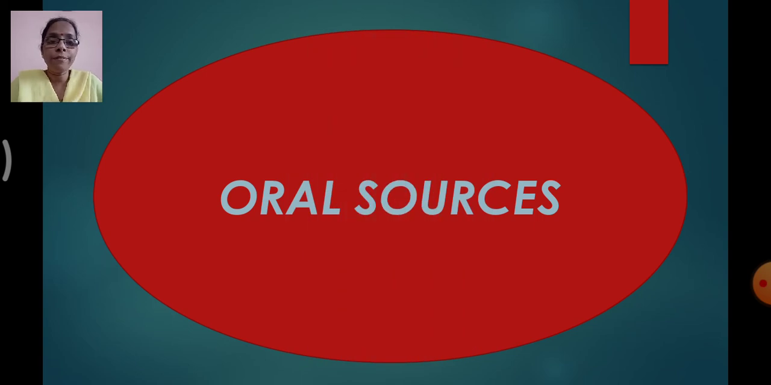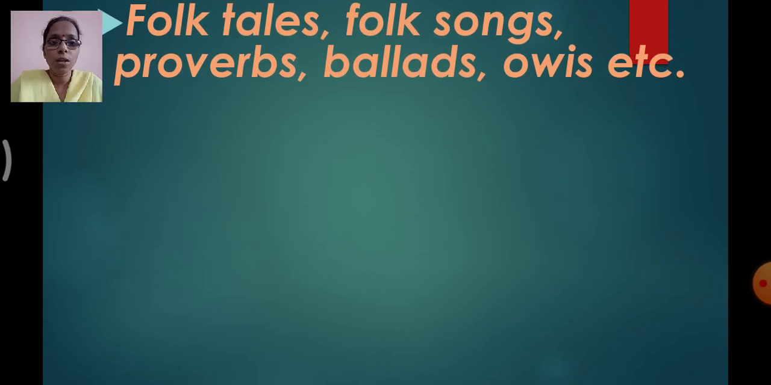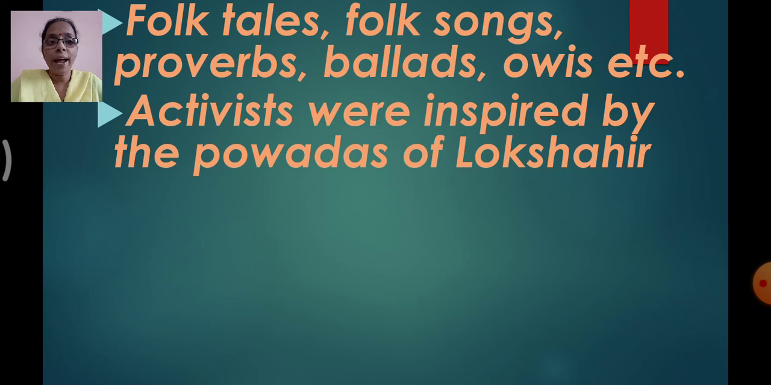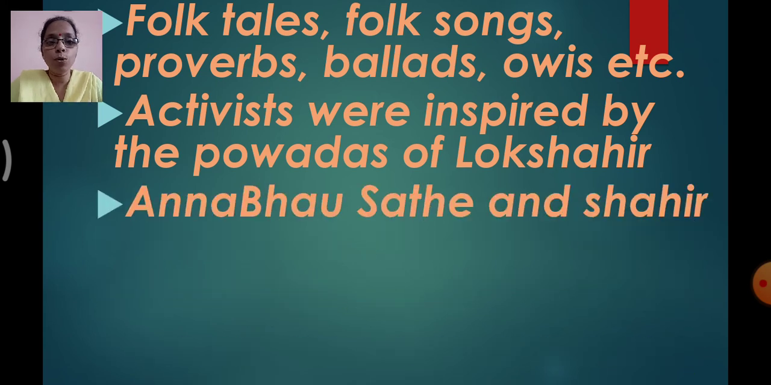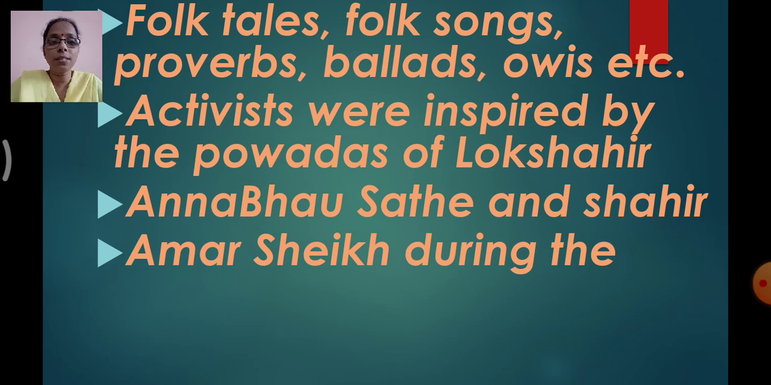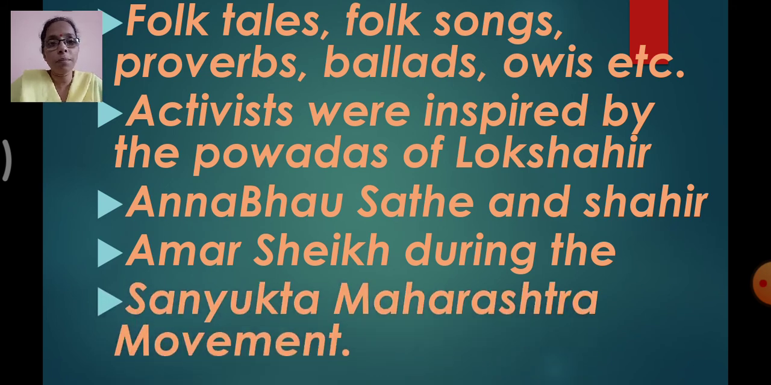Now the next source of information available is the oral source. Now what comes under oral source? In oral source we have folk tales, folk songs, proverbs, ballads, ovis, etc. Activists were inspired by the povadas of Lok Shahir Annabhau Sathe and Shahir Amar Sheikh during the Sanyukta Maharashtra movement. So by means of folk tales, folk songs, proverbs, ballads and ovis, a social awareness or awakening was created in the minds of the people, right? And various schemes were implemented or new upliftment was brought about in the society. So accordingly, oral sources play a major role.